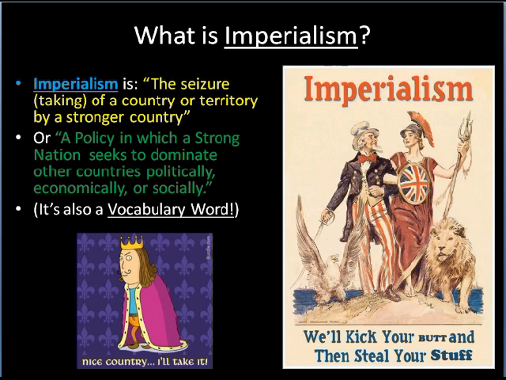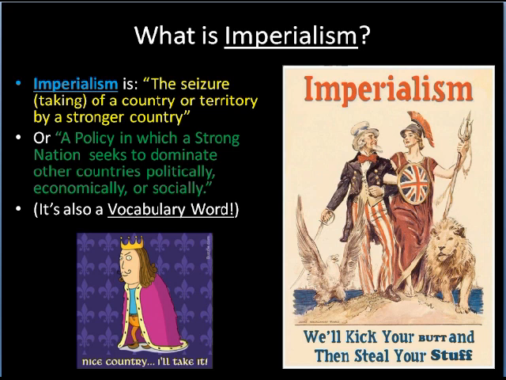Now, first of all, let's look at what is imperialism. Imperialism is, very simply, and we'll give you two definitions here, the seizure or taking of a country or territory by a stronger country, or the other definition, in green here, a policy in which a strong nation seeks to dominate other countries politically, economically, or socially. Please keep in mind this is one of your vocab words, so you need to keep that written down either in your notes guide if you're in college prep, or just keep that on your running vocab list if you're in honors.